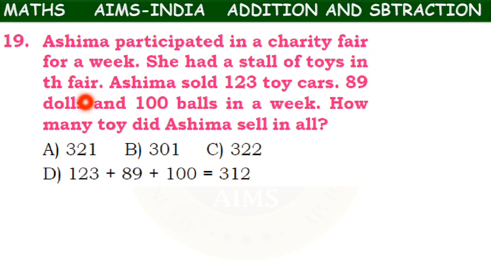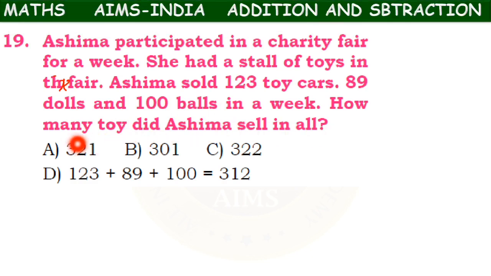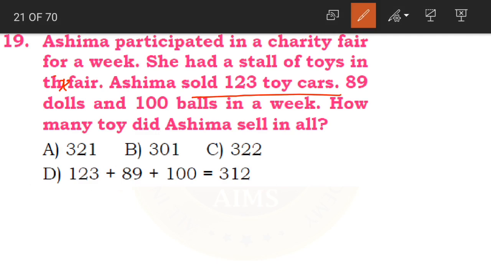Coming to question number 19. Ashima participated in a charity fair for a week. She had a stall of toys in the fair. Ashima sold 123 toy cars, 89 dolls and 100 balls. How many toys did Ashima sell in all? Yes, in all means the total of everything here.